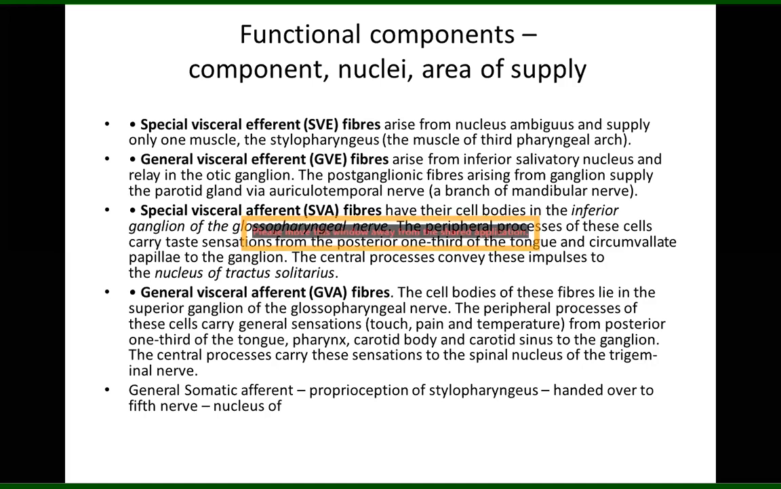Special visceral efferent, that component is there for the muscles of the pharyngeal arch. So the muscle of the third pharyngeal arch is supplied by the glossopharyngeal nerve. General visceral efferent from the inferior salivatory nucleus. So this is for the parasympathetic outflow, and this is for supplying the parotid gland.